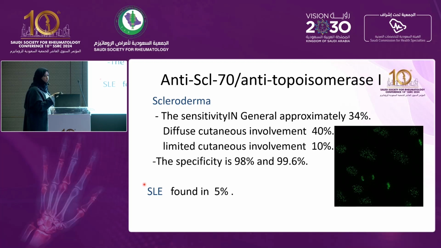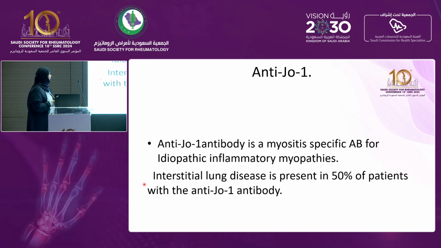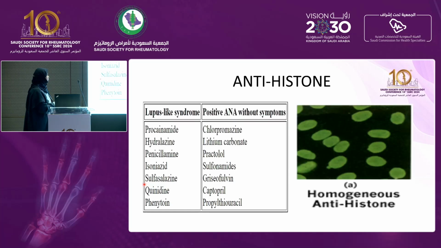And again, as usual, lupus can be associated with positivity of almost all types of antibody, but only in 5% of the patients. Anti-Jo is specific for inflammatory myositis, dermatomyositis, or polymyositis. Presence of anti-Jo is a bad prognostic sign because of the prevalence of interstitial lung disease in these patients with dermatomyositis or polymyositis. Antihistone, again, is a homogeneous pattern.